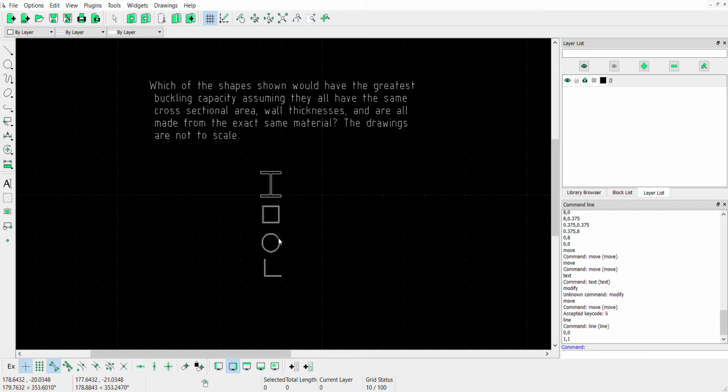So if it has the same cross-sectional area as all of these, then it is going to have the greatest buckling capacity. I'm not even going to look at the angle because it seems like anyone with half a brain would know that the angle is not going to be the most efficient at carrying compressive load. But yeah, we're going to go with the round tube as the final answer.